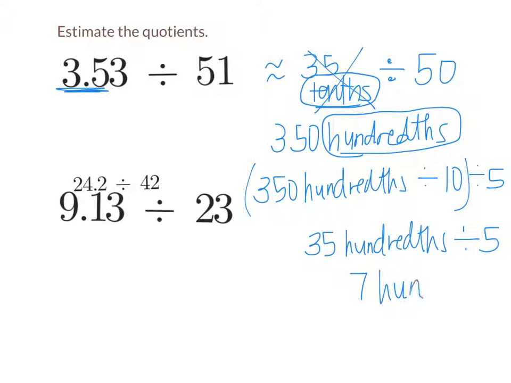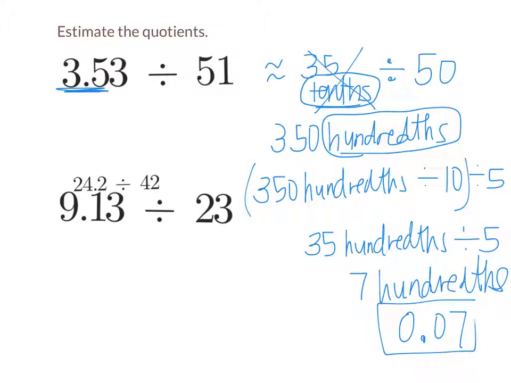Hundredths. Good. Now if you get to this point, you've done most of the work. But you have to do the last step, which is to write your answer in standard form. So how do I write 7 hundredths? 0.07. Great. Okay, and you could box that to show that that's your final answer.